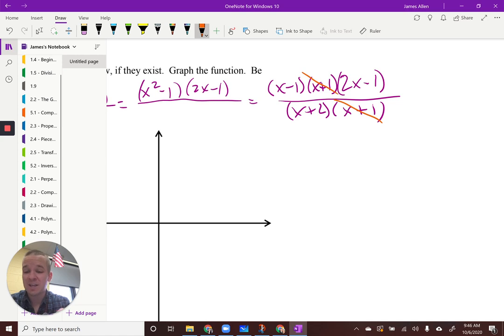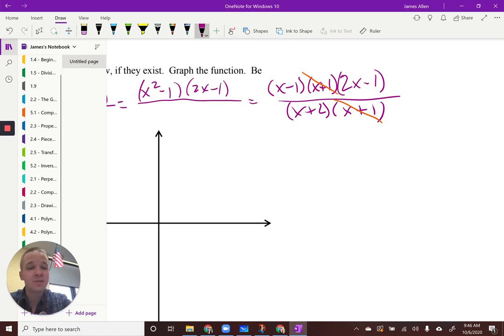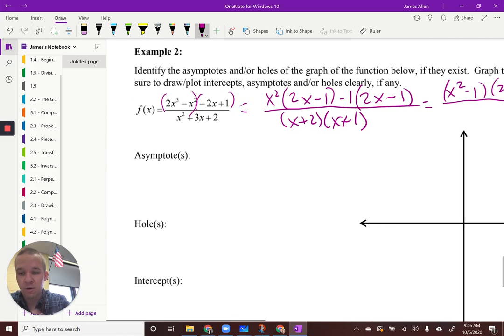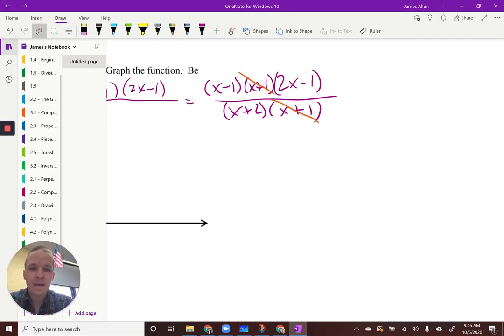What does that tell me? That tells me that there's a hole in this graph at negative 1 comma something. So over here in the holes, I'm going to put negative 1 comma I don't know. Okay? How do I figure that out? Well, I could plug back in, right? I could plug in negative 1. So why don't we go ahead and do that?